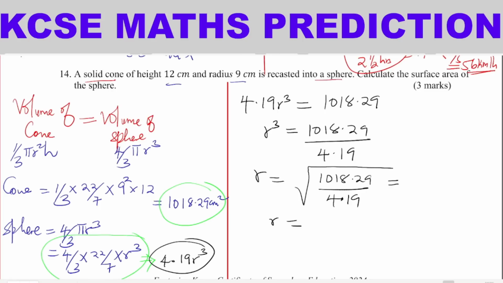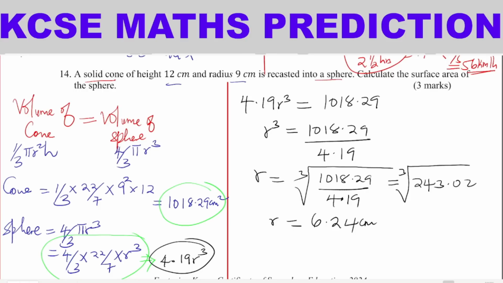So this will give 243, the cube root of 243.02. And when you get the cube root of that, this will give 6.24 centimeters. Now we have the radius of the sphere.